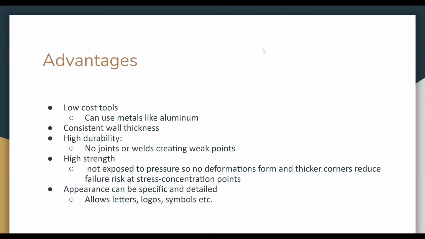Some advantages of rotational molding include the low cost of the tools used to create it. For example, the molds can be made out of aluminum, which is a fairly cheap metal. Another advantage is the consistent wall thickness, meaning the part will be the same all the way around, which helps with the high durability and high strength. Since it is all one part, it all solidifies as one part, there's no weak points, and since it's not exposed to high pressure, all of the plastic will solidify consistently. Another cool thing is that you can add logos or symbols to the mold, to go right on the part when you make it.